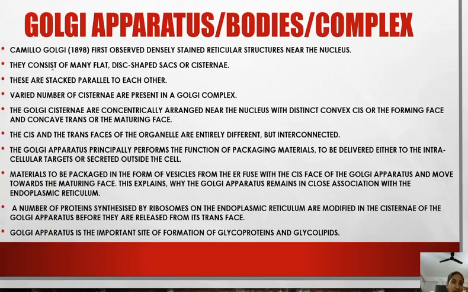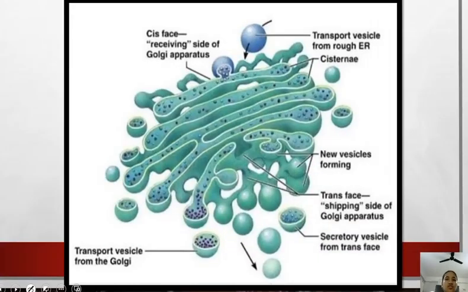So first, who discovered it? Camillo Golgi, in 1898, first discovered dense reticular structures in the nucleus. They consist of many flat disc-shaped sacs or cisternae, and they were known as the Golgi apparatus, Golgi bodies, or the Golgi complex. These are stacked parallel to each other. So I'll probably show you the image so that it's more clear.